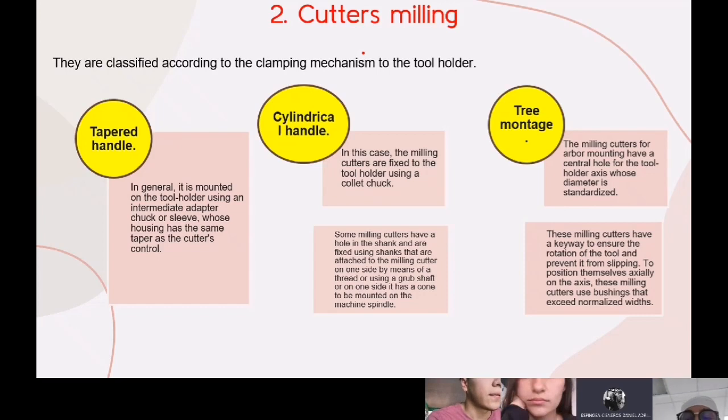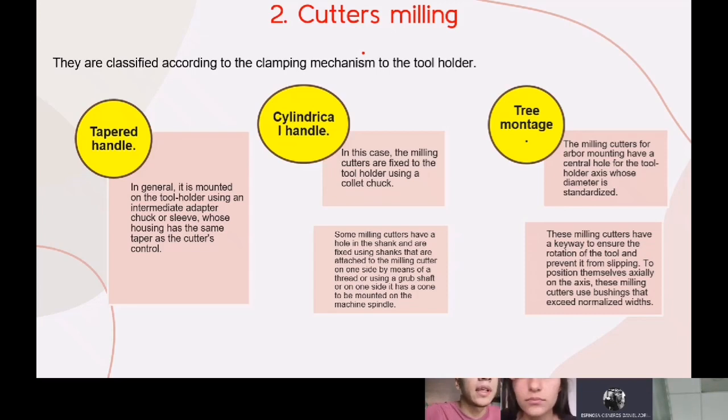Cylindrical handle. In this case, the milling cutters are affixed to the tool holder using a collet chuck. Some milling cutters have a hole in the shank and are fixed using screws attached to the milling cutter, by means of a thread or a groove, or on one side they are mounted on the machine spindle.